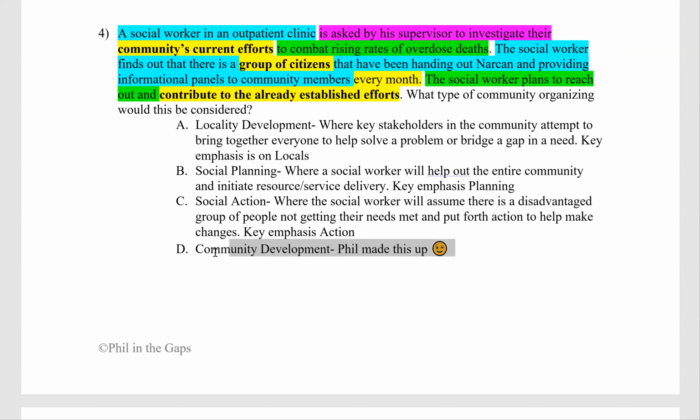So right off the bat, we're going to rule out D. Why? Because it's a made up thing and it's not a type of community organizing. Do not word associate. Do not jump to conclusions. Make sure your answer connects back to the entire question.